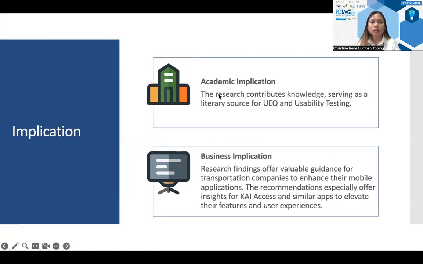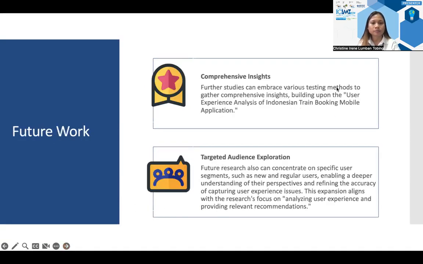Next, the implications. For the academic implication, this paper serves as a literature source for UEQ and usability testing. For the business implication, this paper offers valuable guidance for transportation companies to enhance their mobile applications. The recommendation especially offers insight for KAI Access and similar apps to elevate the features and user experiences.